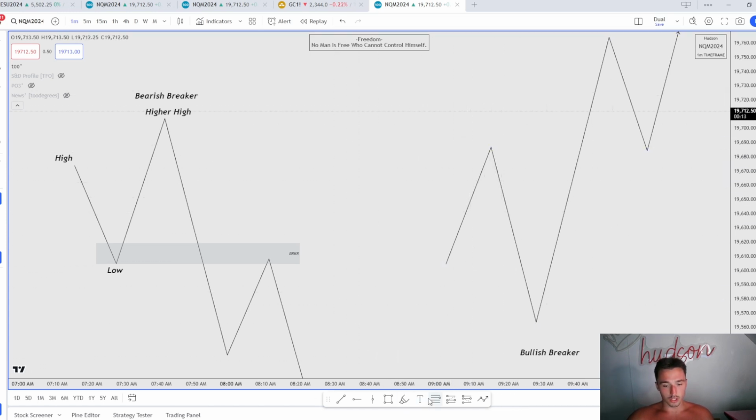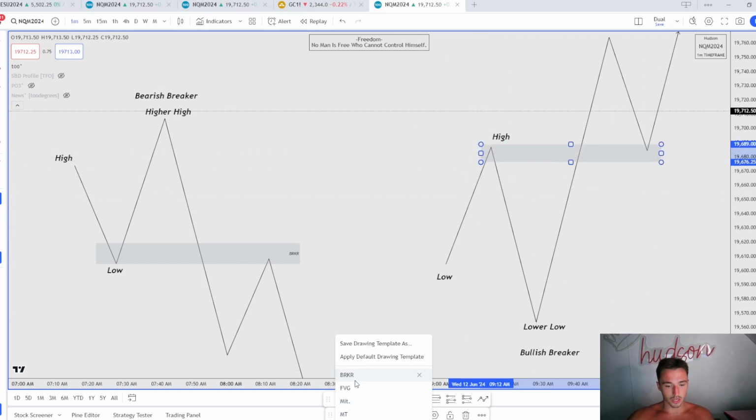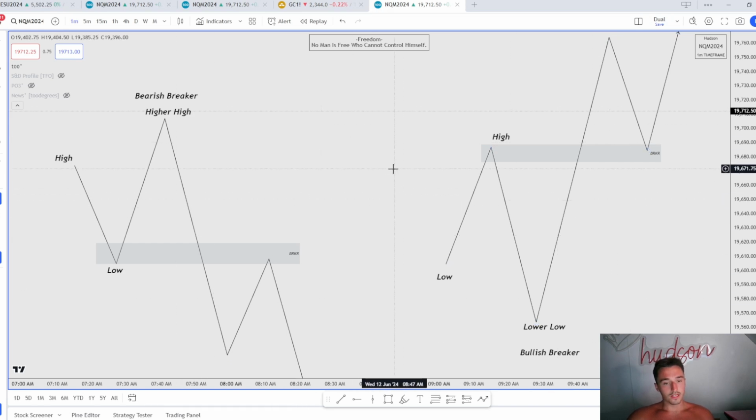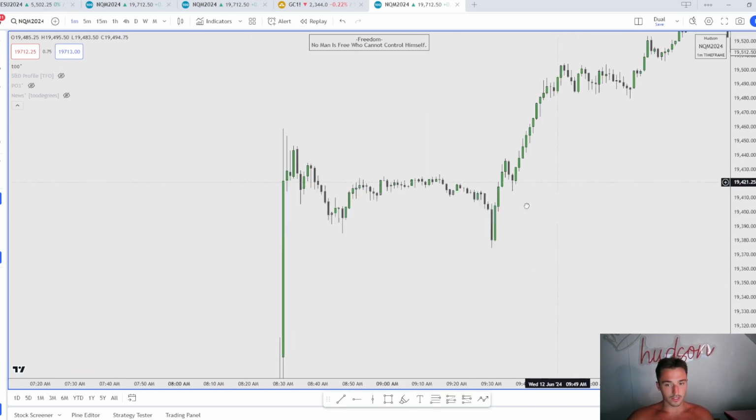Now for a bullish breaker, we have a low, a high, and then we have a lower low, and then we break the high, come back, tap the breaker, and the last up close candle becomes your bullish breaker. So this is the simple breaker block. Now let's head into the charts and take a look.